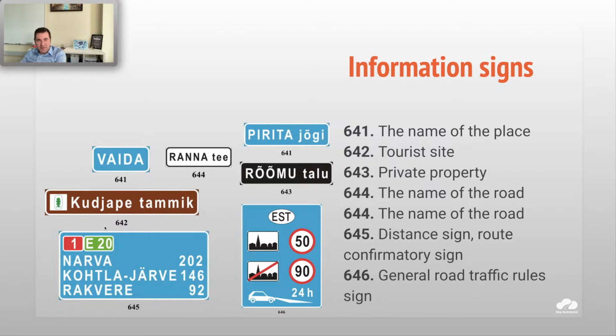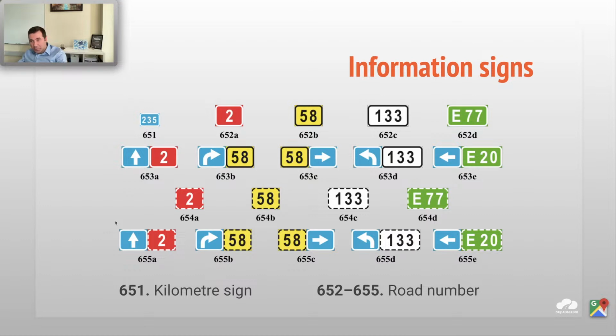some tourist site. And then coming back to your question about the road numbers, first of all, let's try to separate them, because these small ones, this blue one, 235, means the kilometer sign. It's not a road number, it's just counting the kilometers from Tallinn. So this sign is located 235 kilometers away from Tallinn, and they are located every kilometer. And the rest, yes, these are the road numbers.